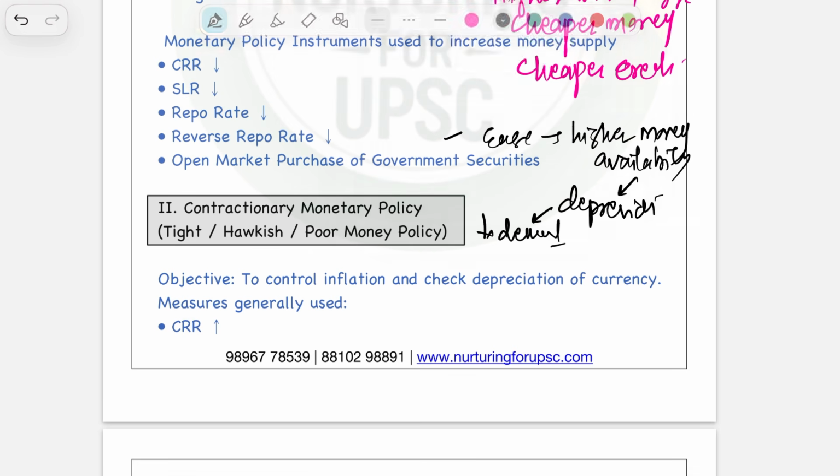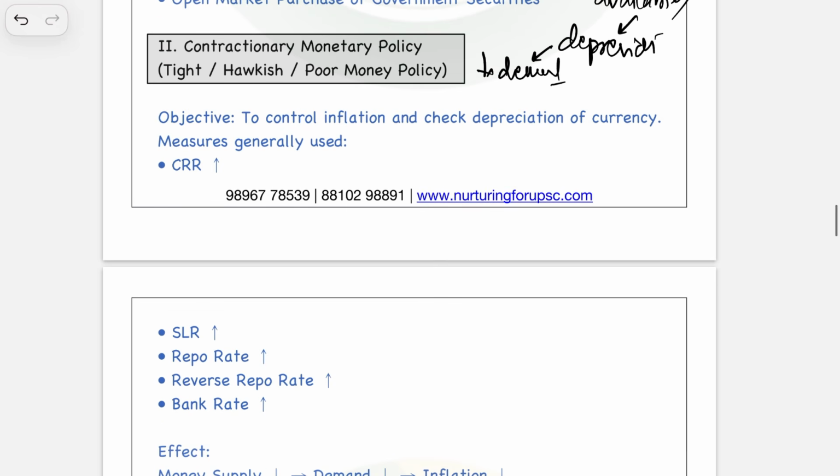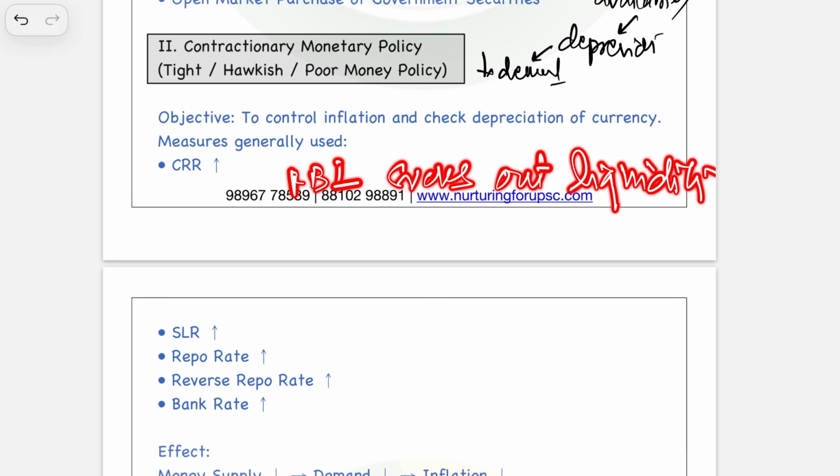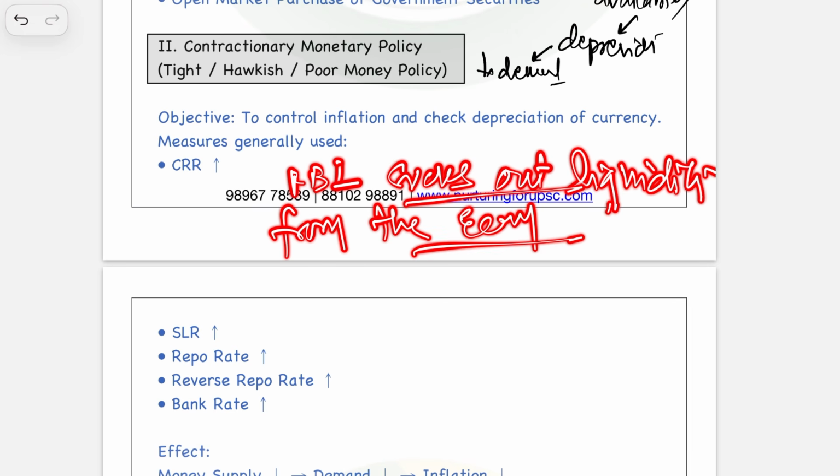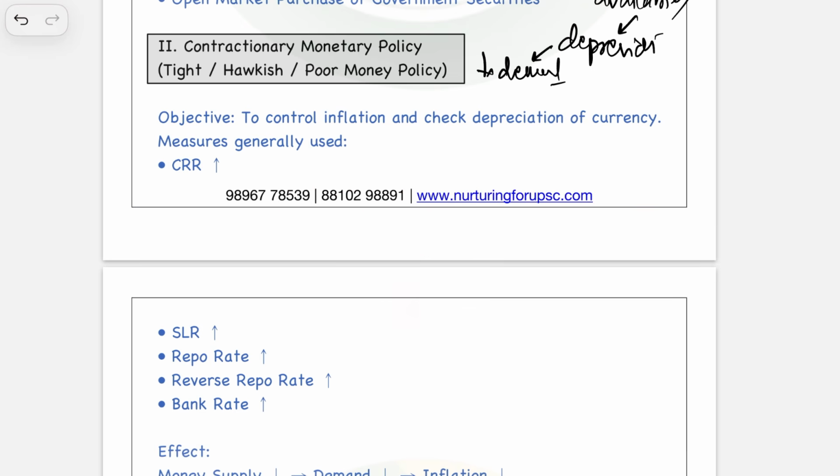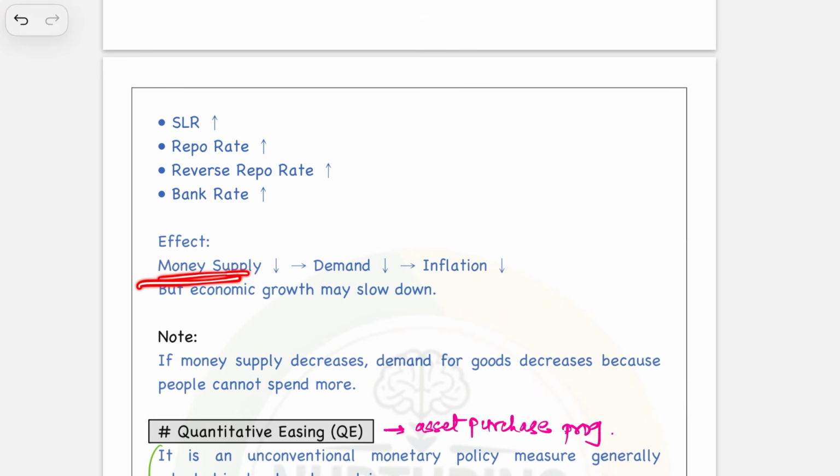However, when there is a depreciation of currency or inflation, generally contractionary monetary policy is used, whereby RBI sucks out the liquidity from the economy. So cash measures, the availability of credit, availability of money, availability of aggregates are reduced. Here the money supply gets reduced, so demand gets reduced, because there is a decrease in purchasing power.